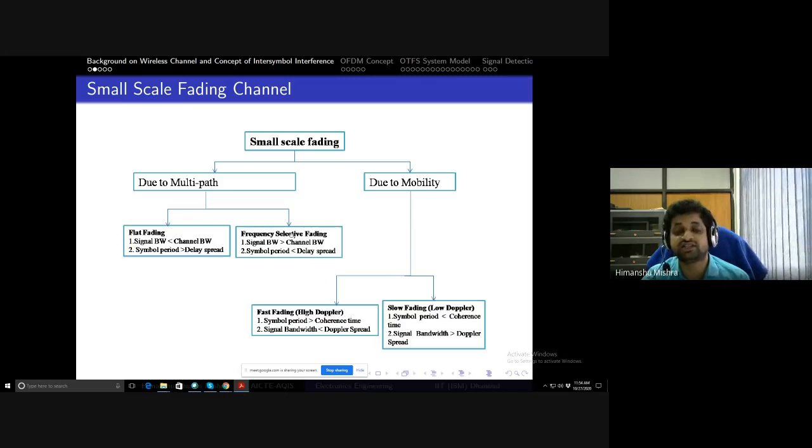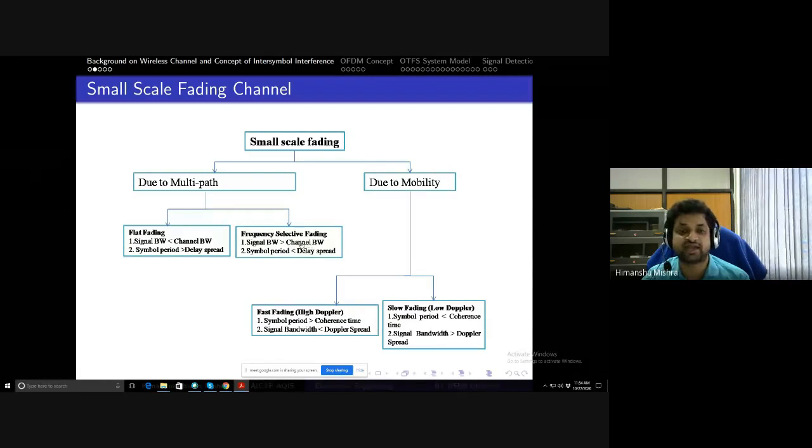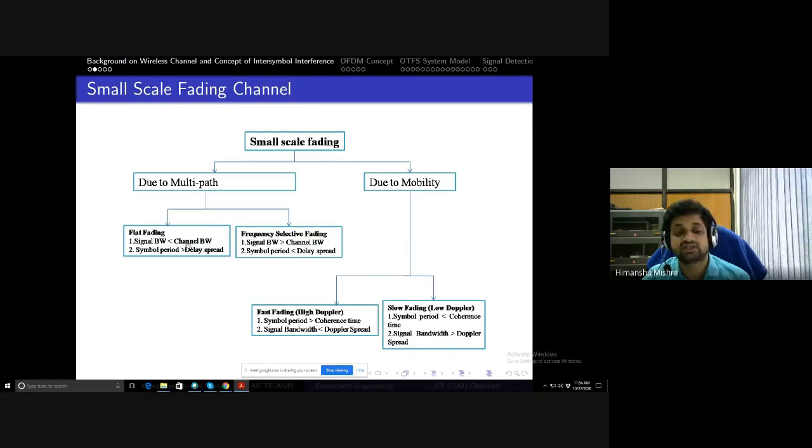The inverse of the delay spread is not the channel bandwidth, it is the coherence bandwidth. You can write this as coherence bandwidth. This is not the channel bandwidth. So if the delay spread is more, you will get a frequency selective channel. I will show you what the frequency selective channel case is and how you can represent the signal. Due to the time-varying nature of the channel, or due to the mobility, the wireless channel can be divided into two types.